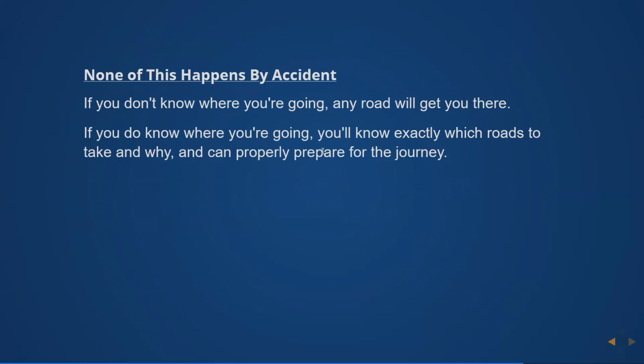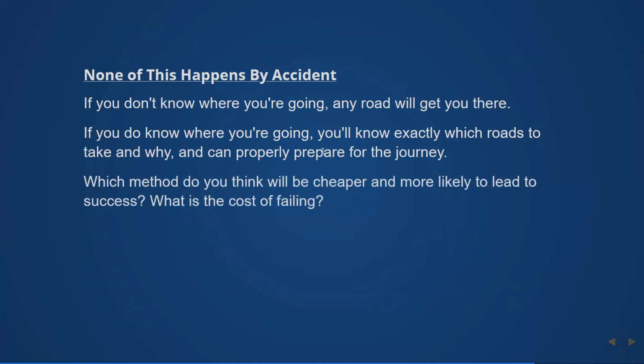If you don't know where you're going, any road will get you there. If you do know where you're going, you'll know exactly what roads to take and why, and you can prepare for taking them. And you will have the right people involved. So which method do you think will be cheaper and more likely to lead to success? Obviously, planning and breaking the problem down in an organized fashion is the way to fame and fortune.